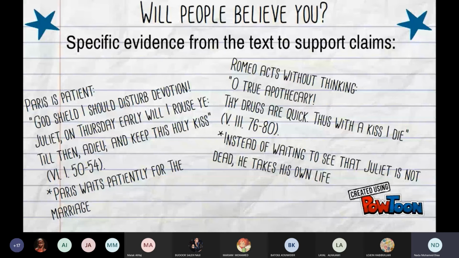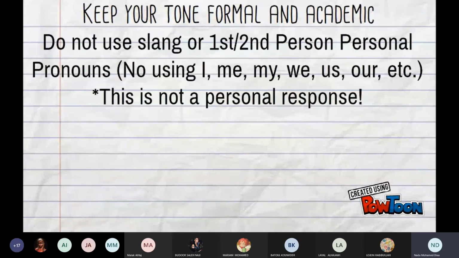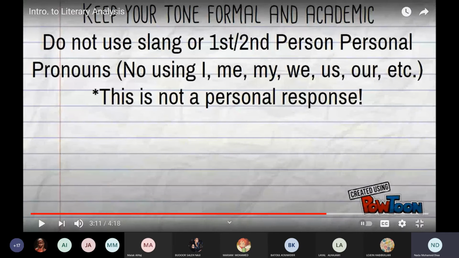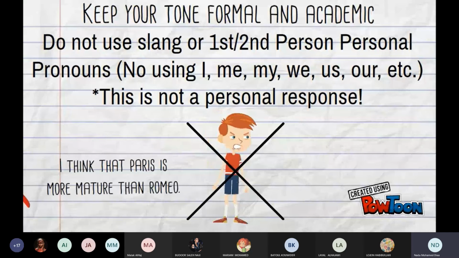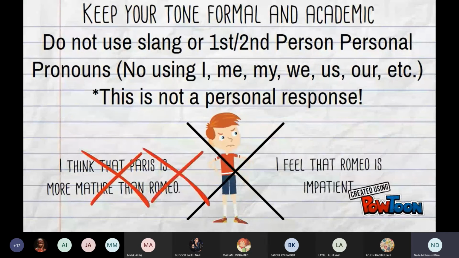Make sure to keep your tone formal and academic. You want to make sure that you do not use slang or first or second person personal pronouns. Please be aware of this. Do not talk to the reader. Do not mention yourself. This means no using I, me, my, we, us, our, etc. This is not a personal response.